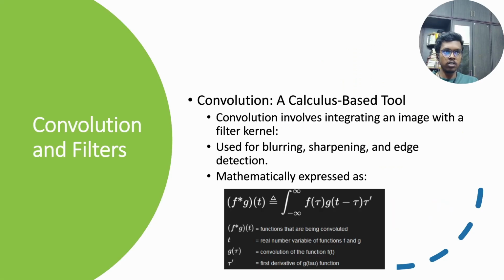Moving forward, convolution, a calculus-based tool. Convolution involves integrating an image with a filter kernel. For example, blurring, sharpening, and edge detection. All of these three features use convolution, and I have actually taken the courtesy to give you the formula. Please help yourself.